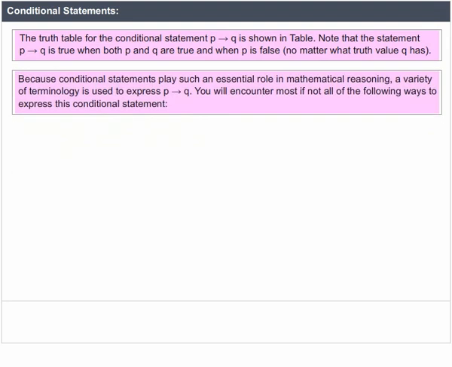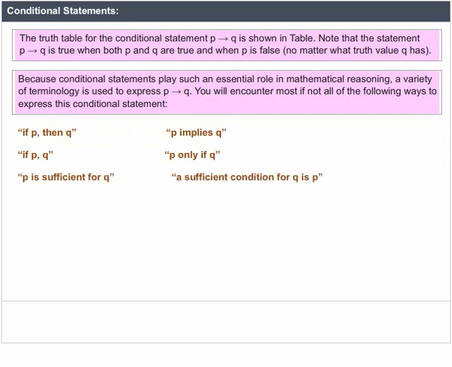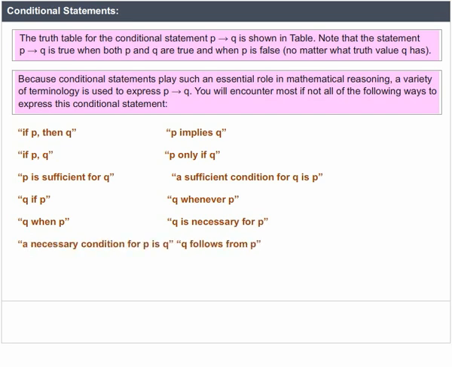Because conditional statements play such an essential role in mathematical reasoning, a variety of terminology is used to express P implies Q. You will encounter most, if not all, of the following ways to express this conditional statement. If P, then Q. P implies Q. If P, Q. P only if Q. P is sufficient for Q. A sufficient condition for Q is P. Q if P. Q whenever P. Q when P. Q is necessary for P. A necessary condition for P is Q. Q follows from P. Q unless negation P.